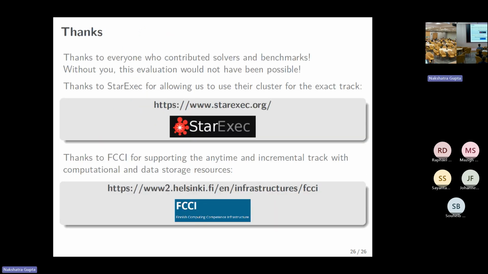To end this part, I'll continue talking on the other competition, but for this part, thank you everyone who sent solvers and benchmarks. If you don't do that, we won't have anything to run. Thank you, StarExec. And thank you to our cluster people at Helsinki. Any questions on MaxSat?